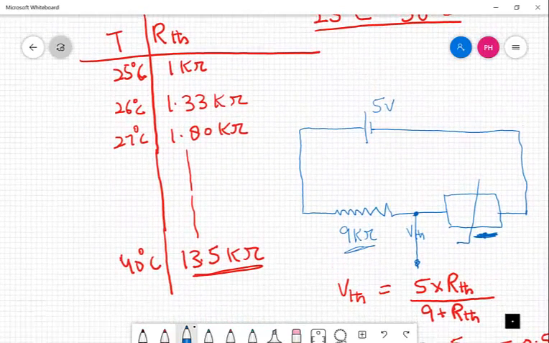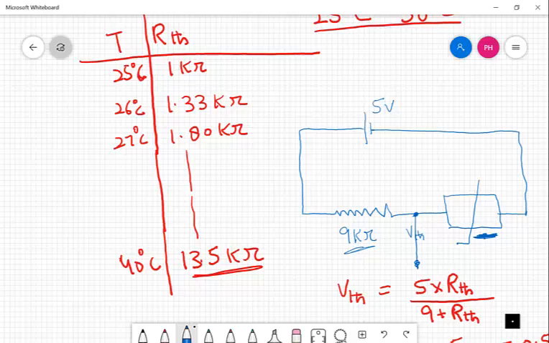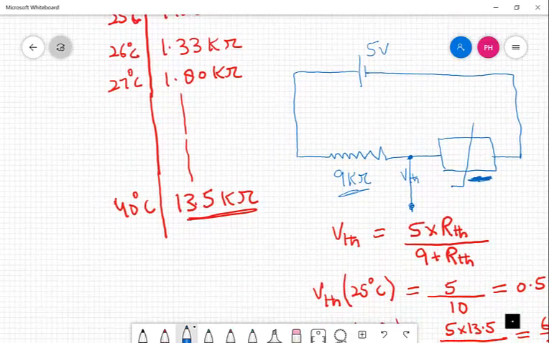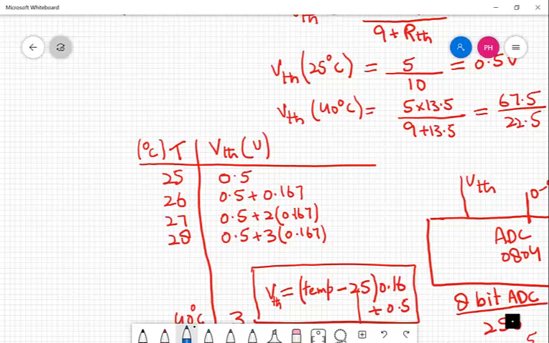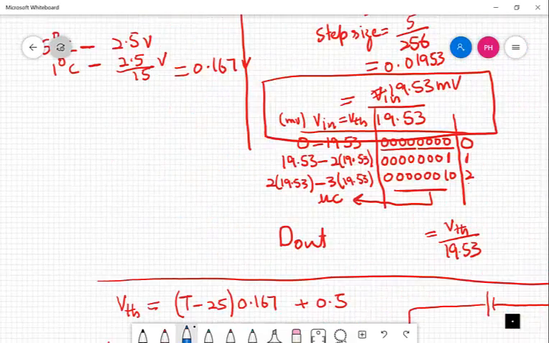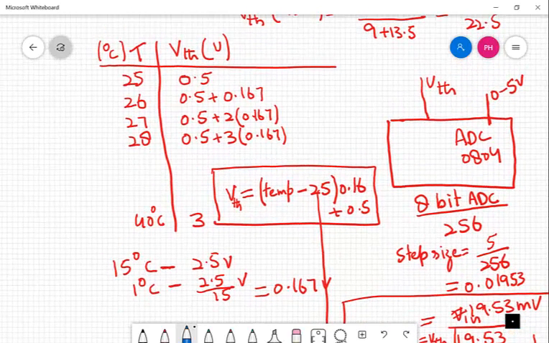At 25 degrees Celsius it will be 1 kilo ohms, then it will gradually increase, and maybe at 40 degrees Celsius the resistance was 13.5 kilo ohms. So we also came to the conclusion that with increasing temperature the voltage VTH increases, and this relationship we have assumed to be linear. Since it is linear, we came up with a formula that VTH is equal to (temperature minus 25) multiplied by 0.16 plus 0.5.